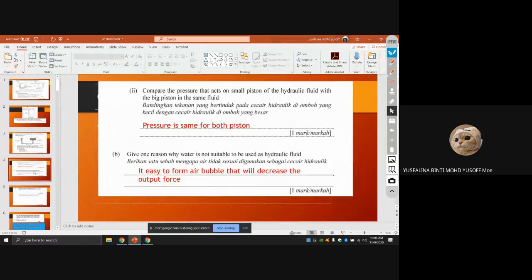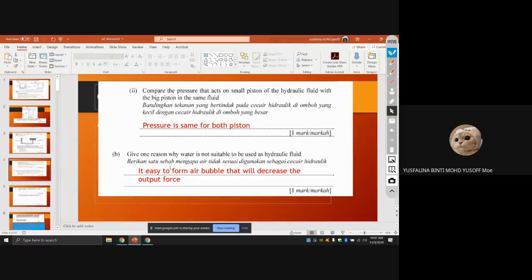For the next slide, compare the pressure that acts on the small piston of the hydraulic fluid with the big piston in the same fluid. Because Pascal said the pressure acting is transmitted equally in all directions, the pressure is the same for both pistons.